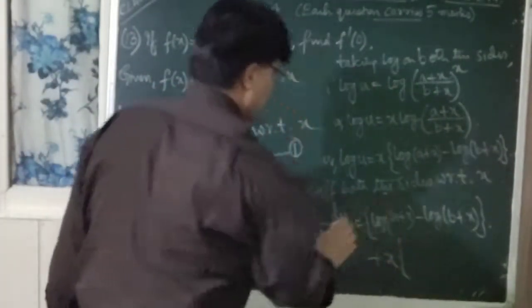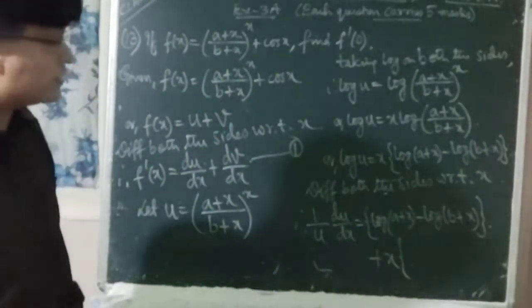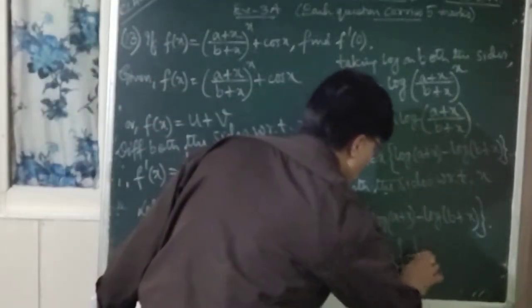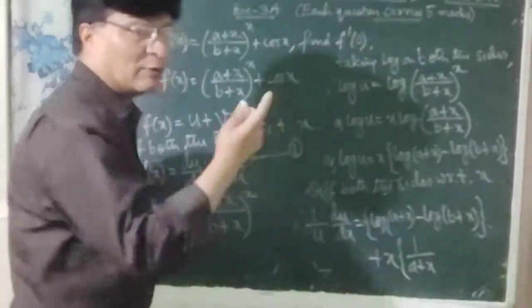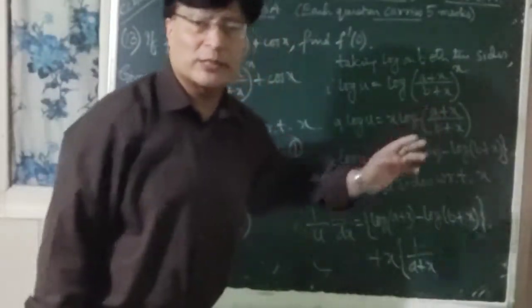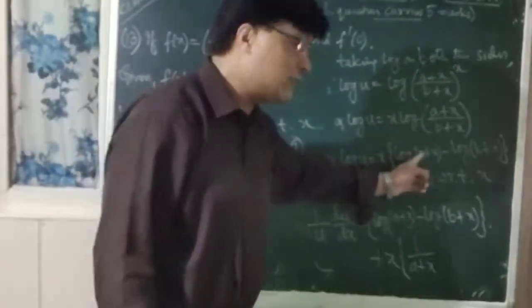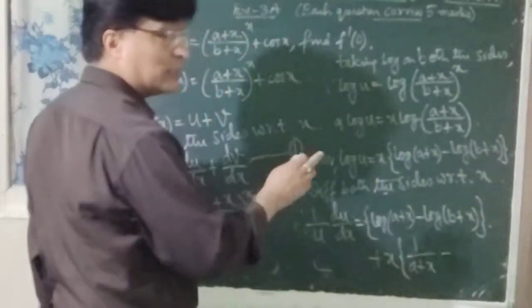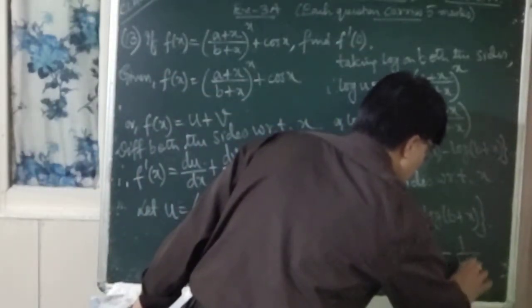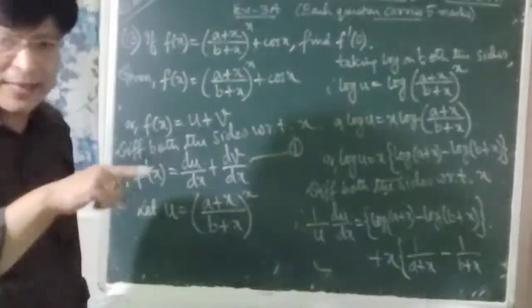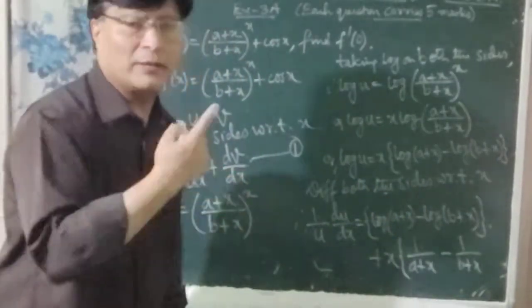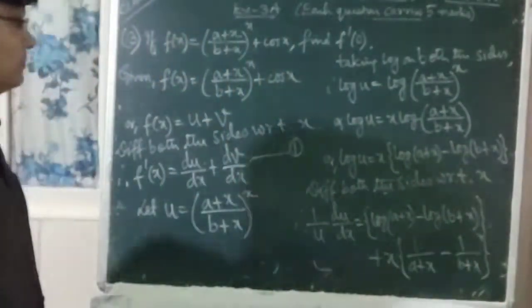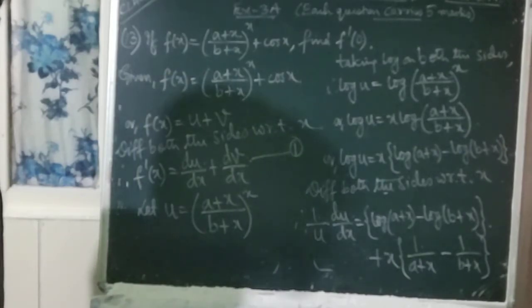Now within second bracket, again differentiate log of (a plus x). How will you differentiate it? What is the differentiation of log x? 1 upon (a plus x) into 1. How did you get that 1? Again differentiate a plus x with respect to x. That is always 1. For a it is 0 and for plus x it is 1. Minus, again, what is the differentiation of log of (b plus x)? It is 1 by (b plus x) into, again, 1. How did you get that 1? Differentiation of b plus x, right? So here the second bracket is closed. So I think you have understood it.